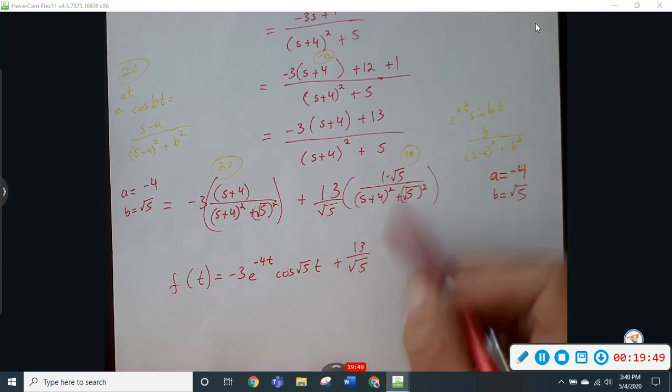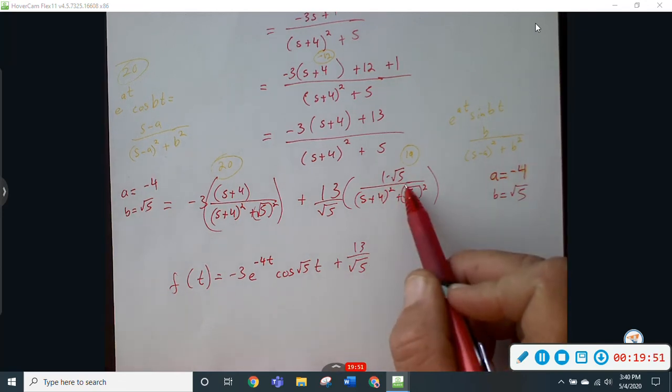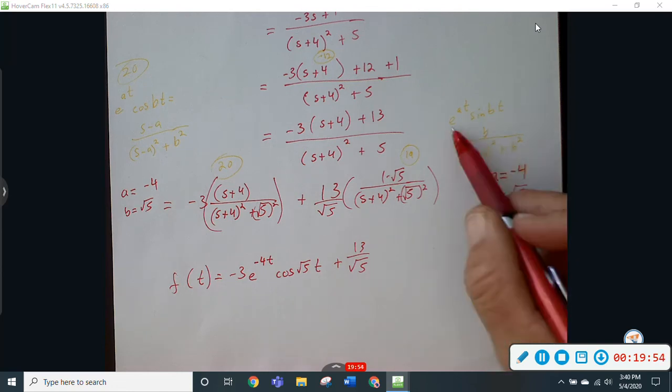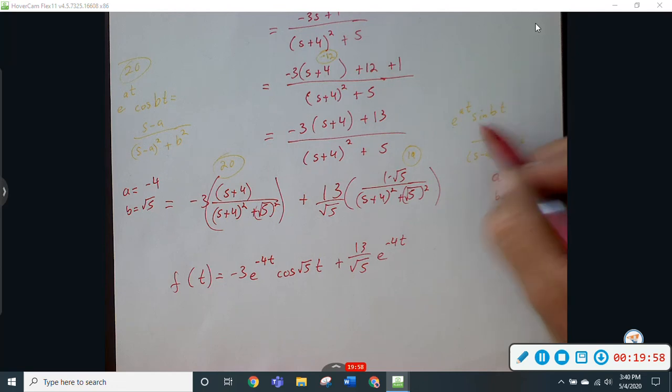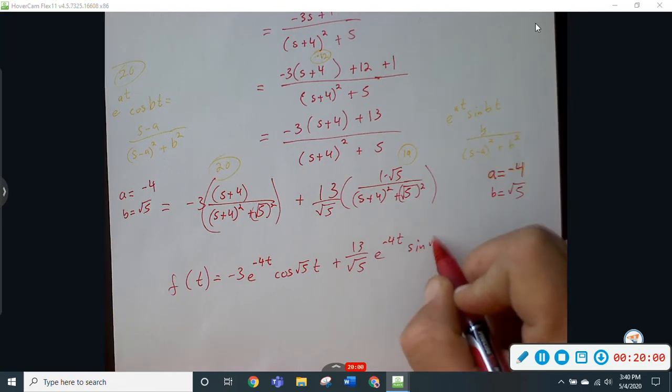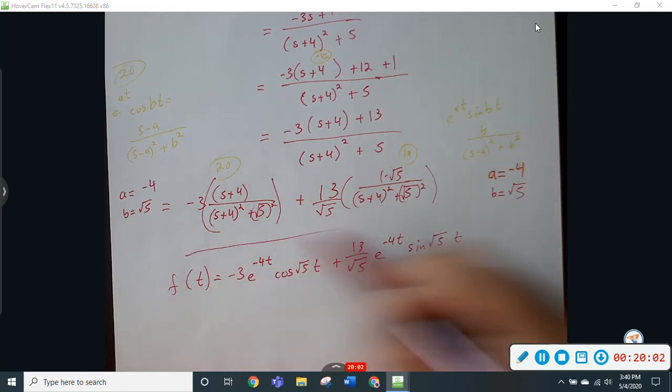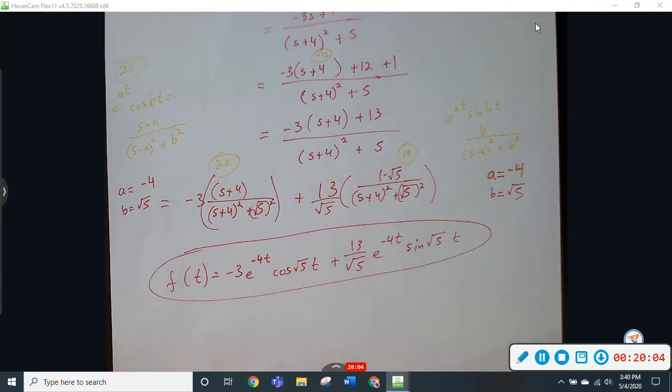13 over square root of 5, this is now this formula. So e to the at, a is negative 4, e to the negative 4t, sine bt, sine square root of 5t. And there it is. There's the Laplace transform. So I think it's kind of fun. It's like new math in a different way, in a different mode.